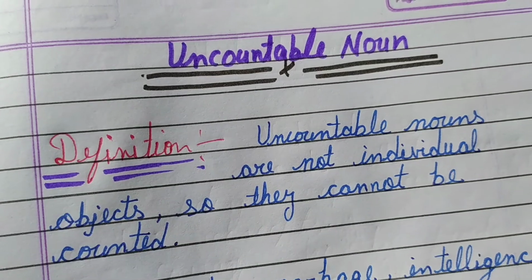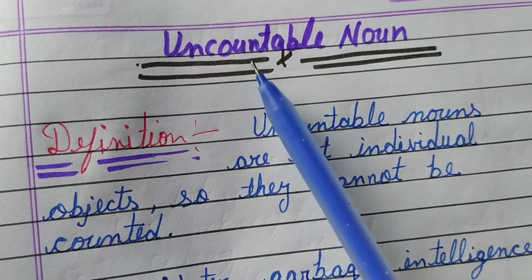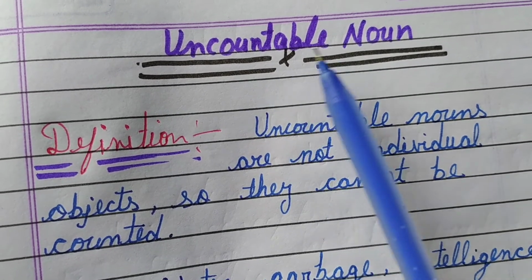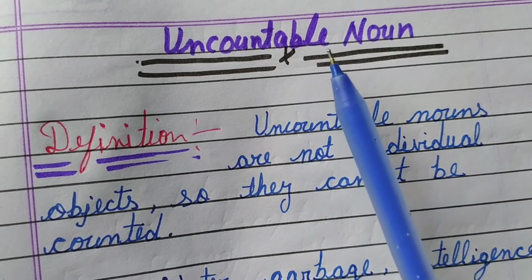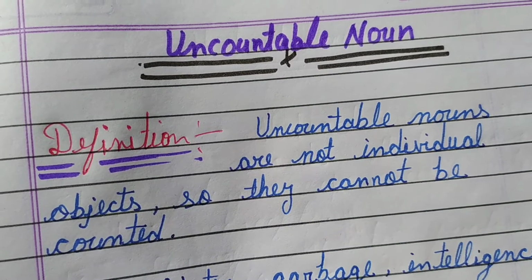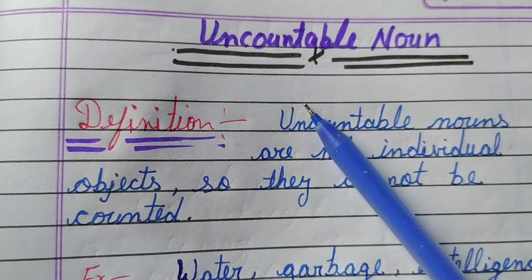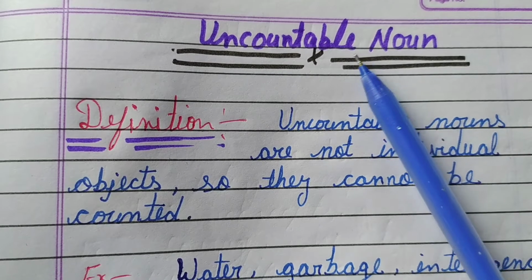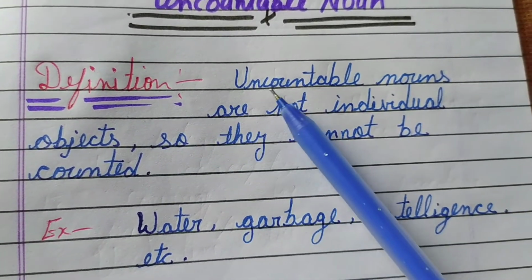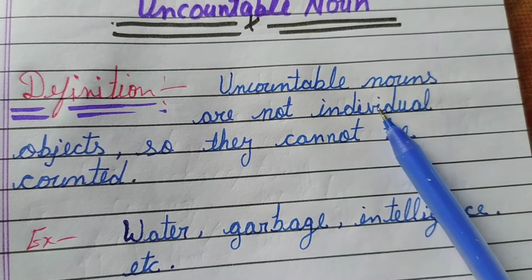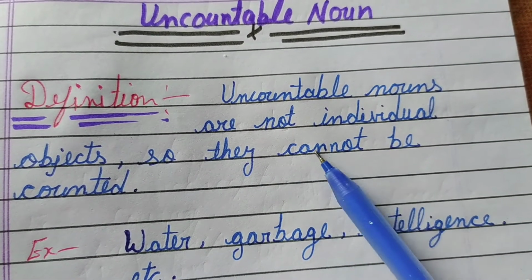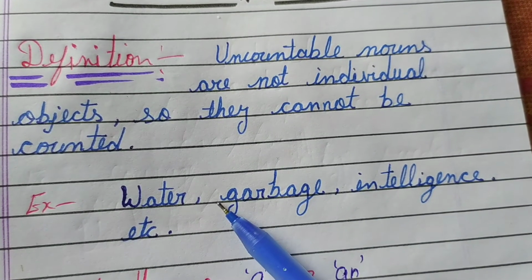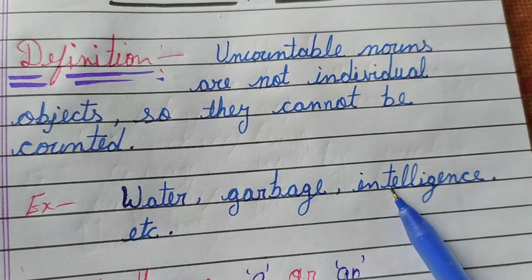Okay, now let's look at what an uncountable noun is and how it is different. Okay, so we have talked about countable nouns. Now we are going to talk about uncountable nouns, or we can call them non-count nouns. That means the same thing. The definition of uncountable nouns is that they are not individual objects, so they can't be counted. For example, water. Can you count water? Garbage, intelligence, and so on.